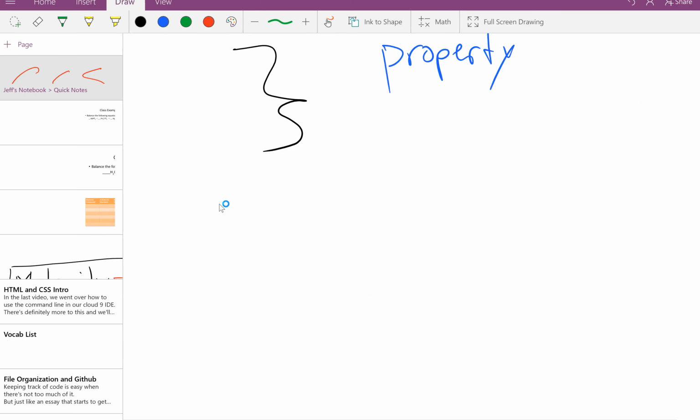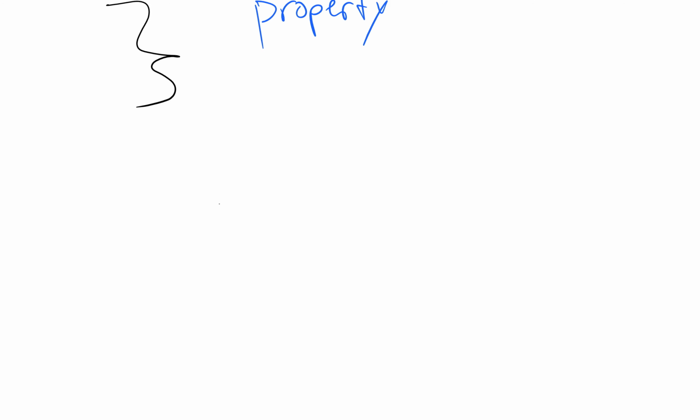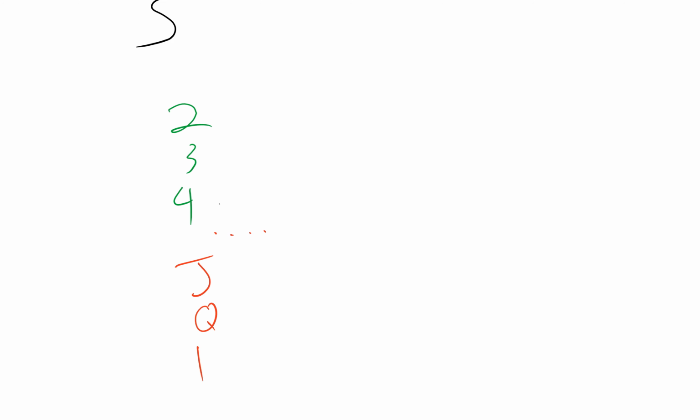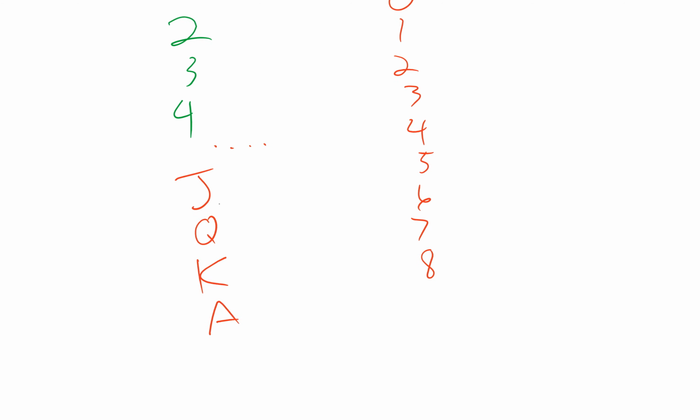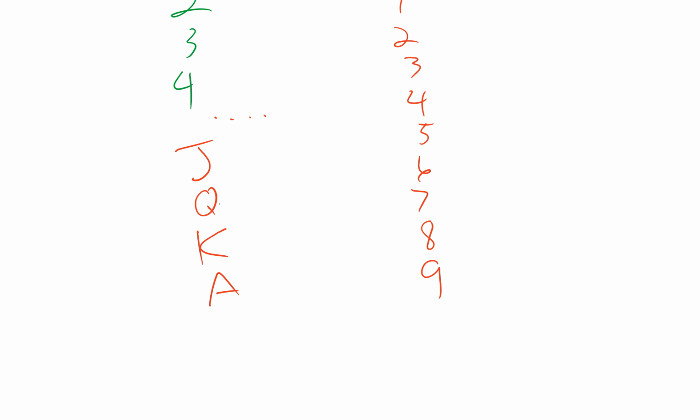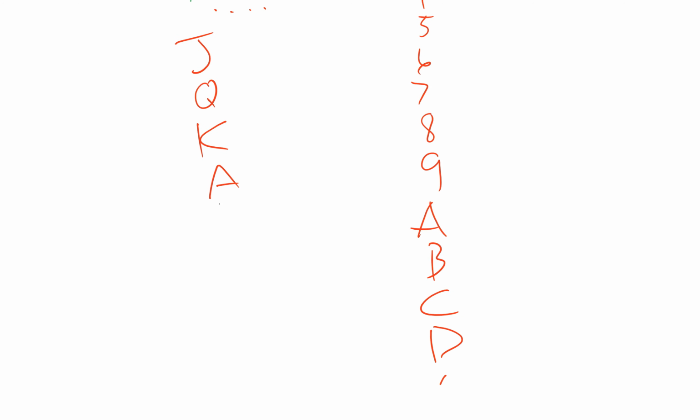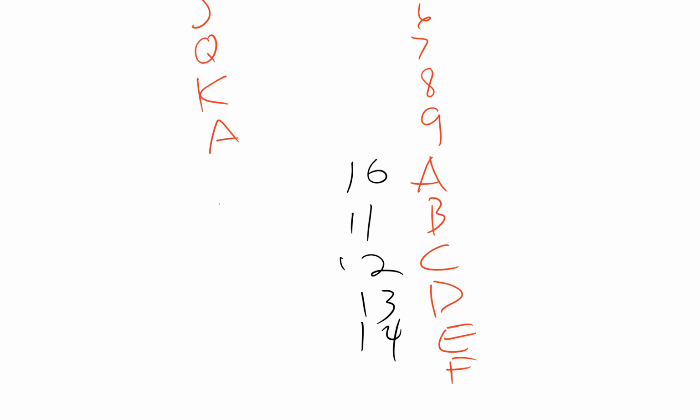So if you look at a deck of cards, you know how they go 2, 3, 4, all the way up to Jack, Queen, King, Ace? That's kind of how I think of hex colors. They go 0, 1, 2, 3, 4, 5, 6, 7, 8, 9. But then when it gets here, it starts at A, B, C, D, E, and F. And if you actually number these out, this will be 10, 11, 12, 13, 14, 15.